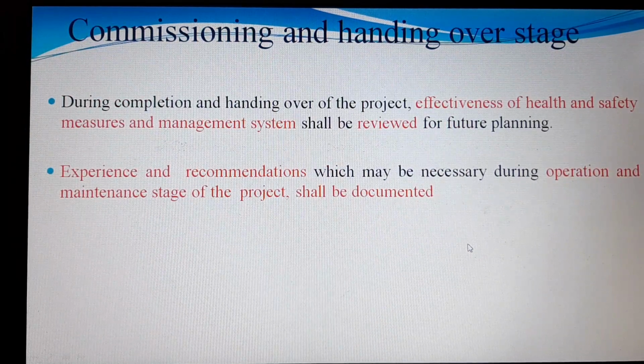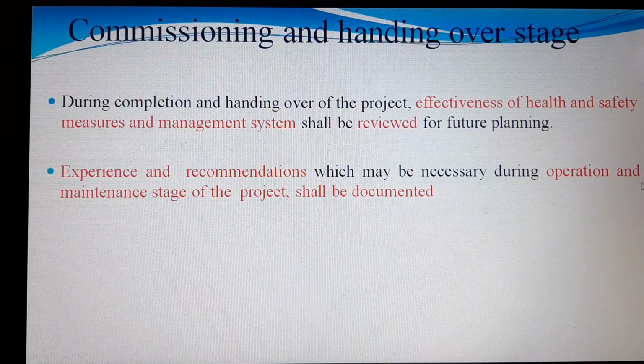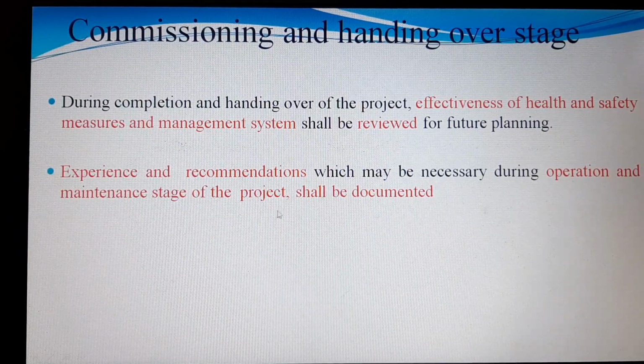During the commissioning and handing over stage, we should review the process and do an effectiveness study of the health and safety measures that we have implemented, and review it again and again. This experience and these recommendations can be utilized in the operation and maintenance stage of the project afterwards, and they have to be documented so that they can be utilized in similar projects in the future.